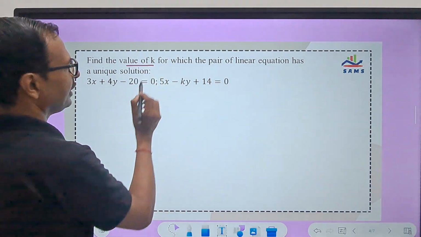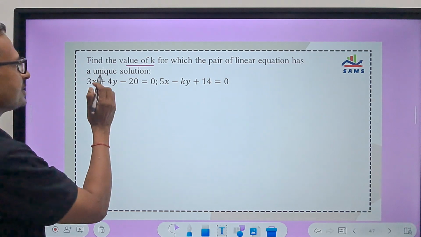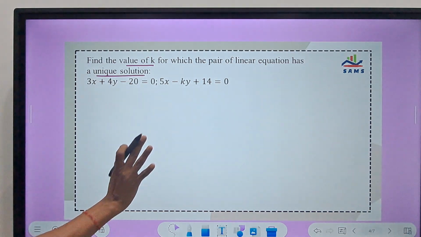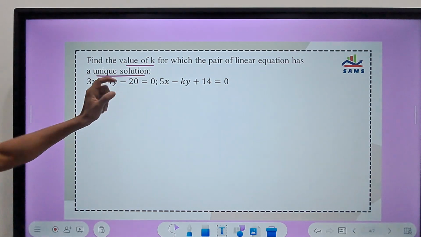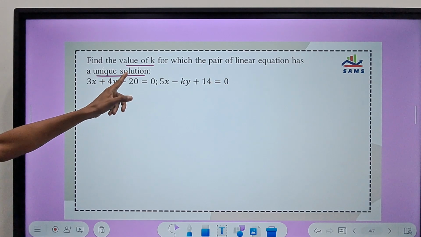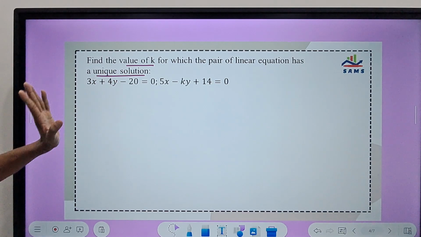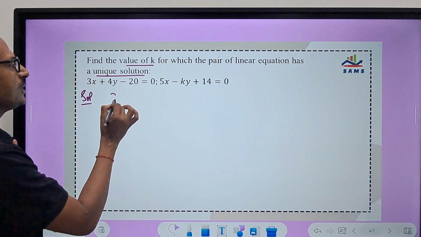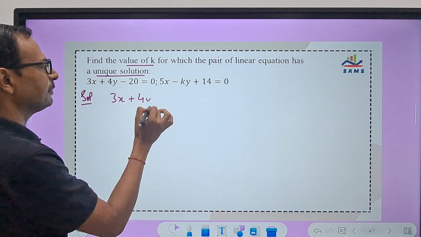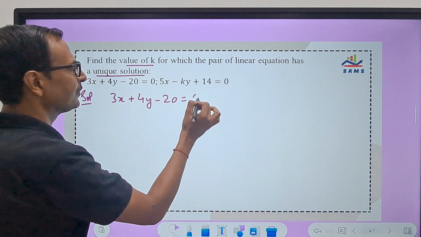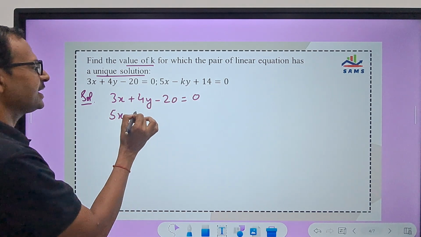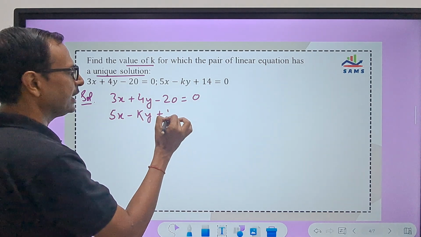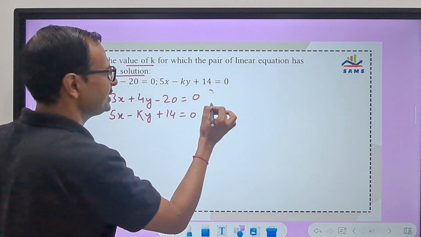Find the value of k for which the pair of linear equations have a unique solution. So I have underlined the keywords. We have to find the value of k, and given that the pair of equations have a unique solution. Now the two equations which are given to us are 3x plus 4y minus 20 equals 0 and 5x minus ky plus 14 equals 0, right?